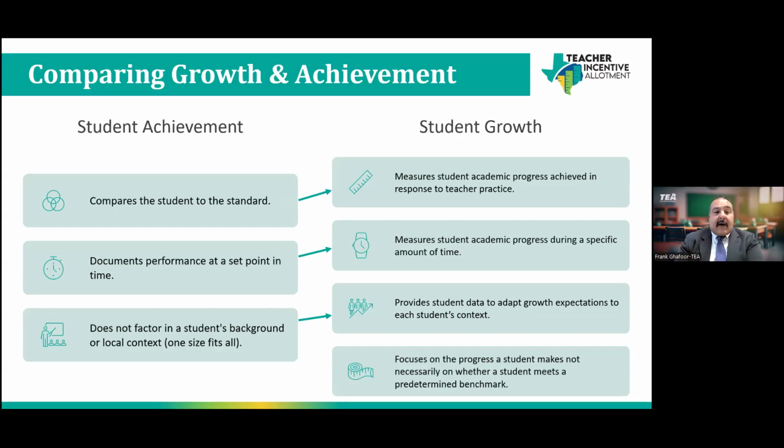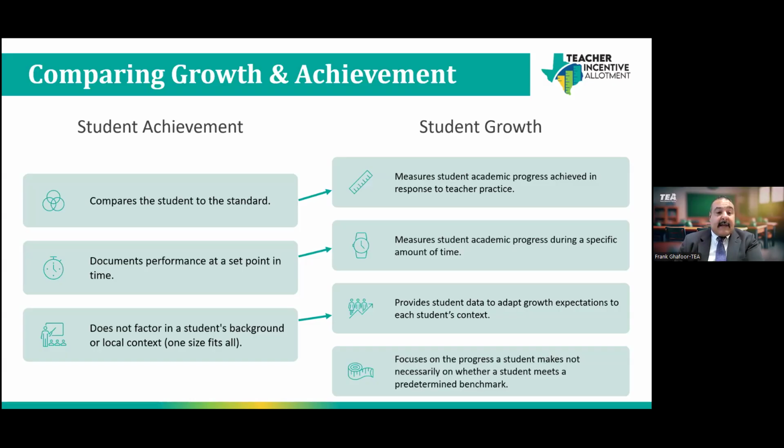Let's go ahead and cross compare our bullets. With student achievement, we compare the student to the standard. Now, with student growth, we measure students' academic progress achieved in response to teacher practice. With student achievement, we document performance at a set point in time. But with student growth, we measure the student's academic progress during a specific amount of time.